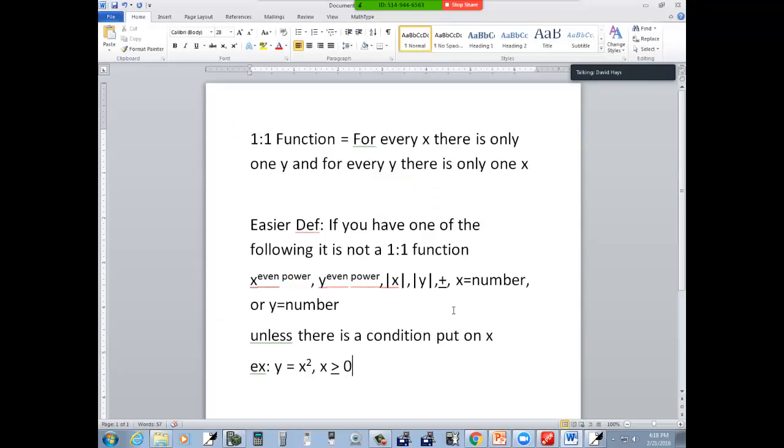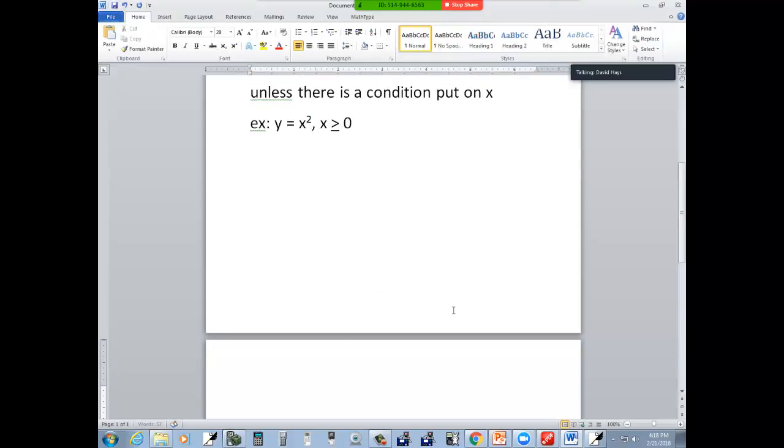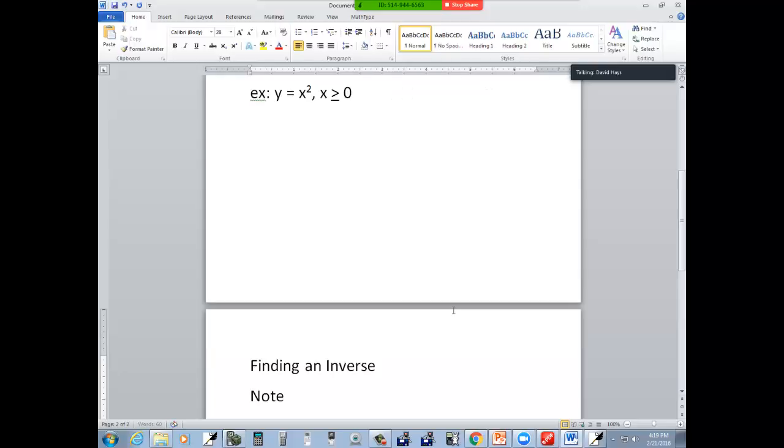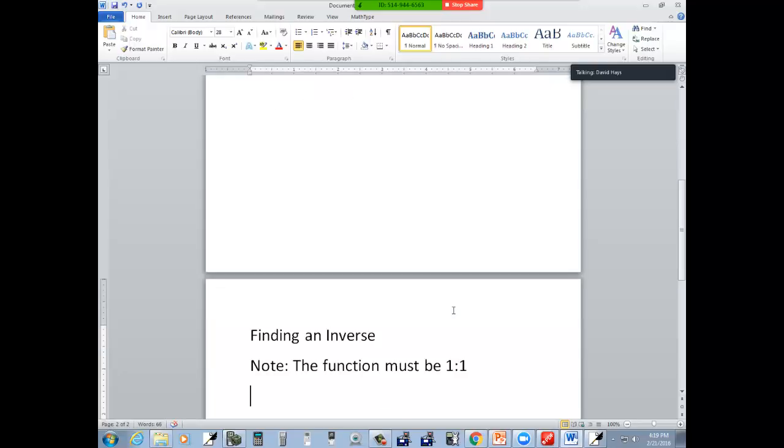Now, to find an inverse, I'm going to put a note up here. The function must be one-to-one. Of course, it has to be a function also. If it's not one-to-one, then you shouldn't even try to find the inverse.